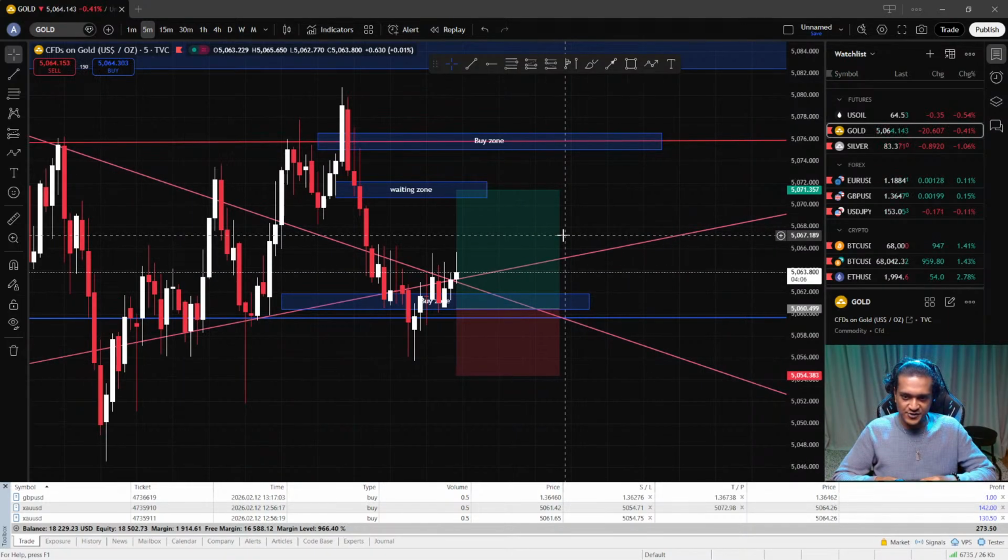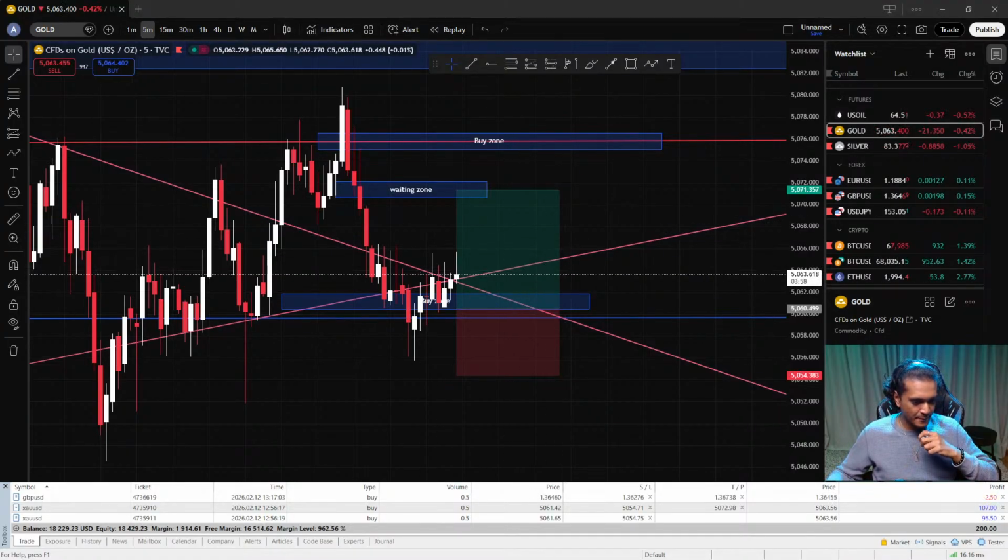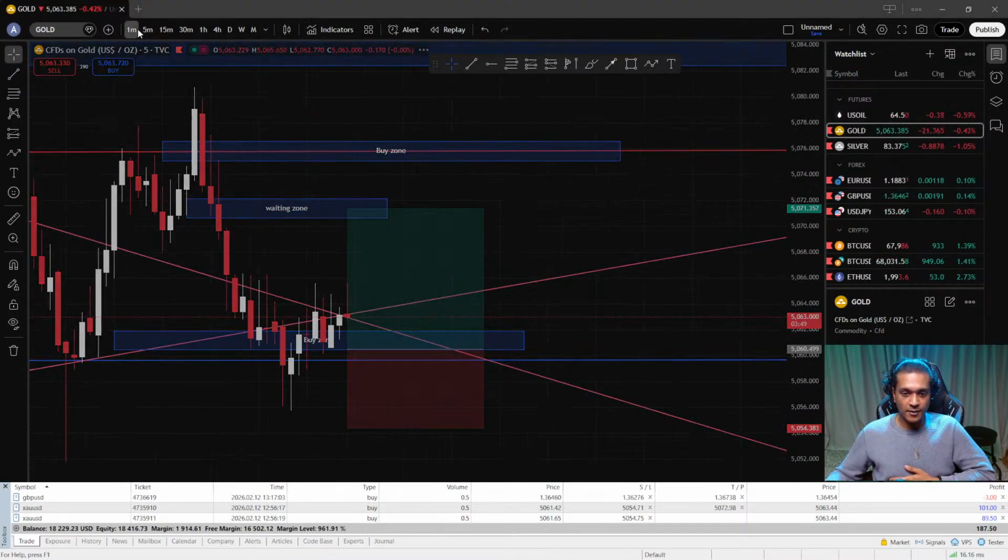Our lower time frame structure is quite slow. Oh my god, my nose. Bro, stop rejecting, stop coming back to the buy zone, man. Just want you to go up.